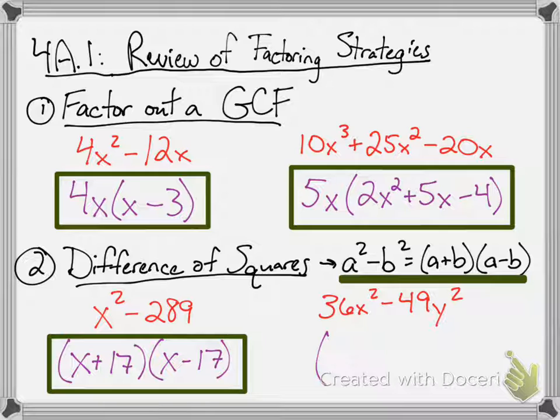36x squared. Take the square root of that. The square root of 36 is 6. X squared, the square root of that would be x. So our first term in each factor would be 6x. Now we look at the 49y squared. The square root of 49 is 7. The square root of y squared is y. Each would have a 7y, one being added, one being subtracted.